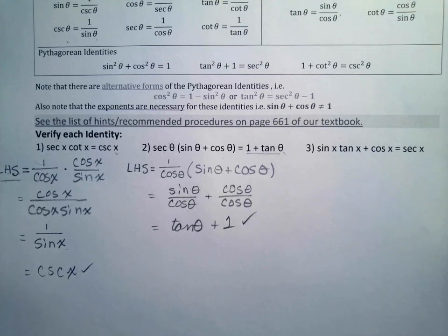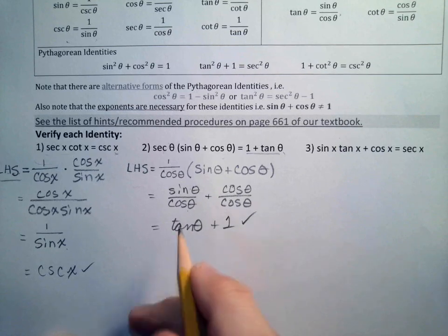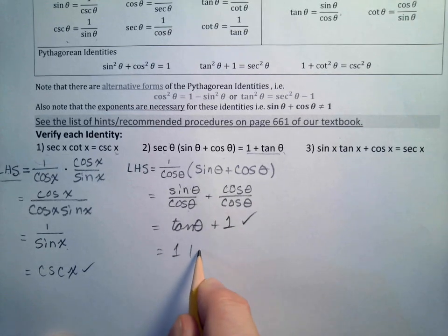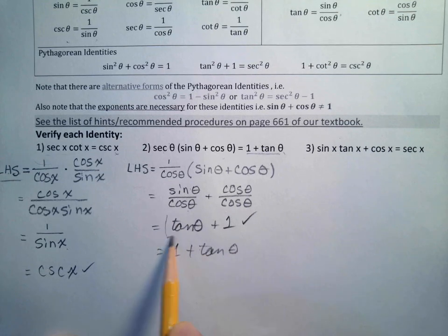The commutative property of addition, I don't know, I haven't looked at the rules for Algebra 1 in a long time. But yeah, I think the commutative property of addition. All right, so yes, if you had to, you could say 1 plus tangent theta, but I'm not that much of a stickler, so you can stop there and say, yeah, those are equivalent.